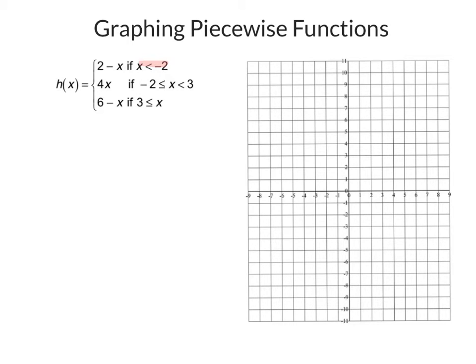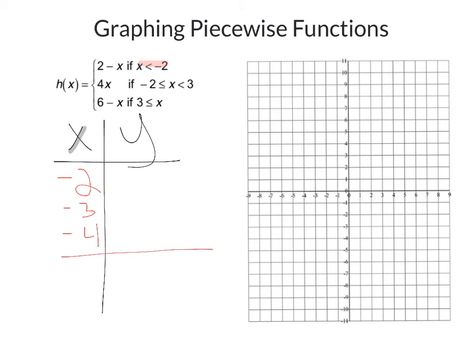So I'm going to start off by looking at just the first part of my piecewise function, where the rule is 2 minus x, and that's if x is less than -2. When I graph this, I always want to include boundary points. So I'm going to choose to input -2, -3, and -4. -3 and -4 fall within my domain, and -2, although it is not in my domain, there will be an open dot at that point because -2 is excluded because it is not equal to.